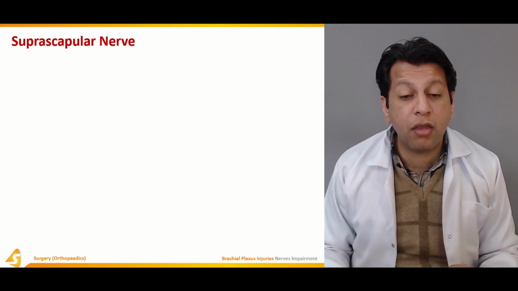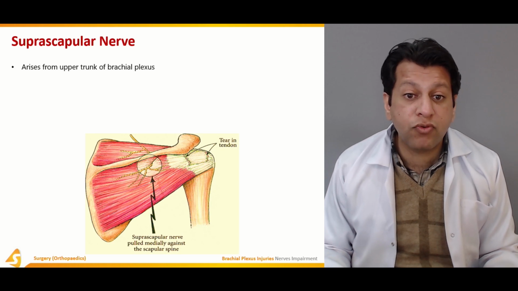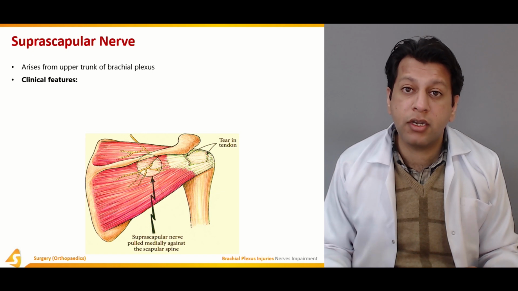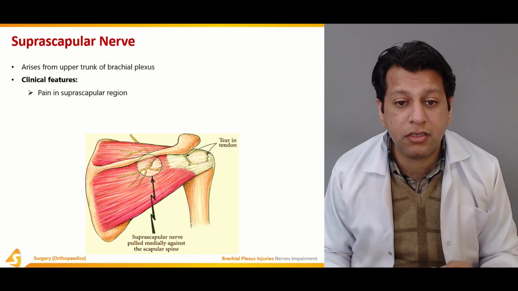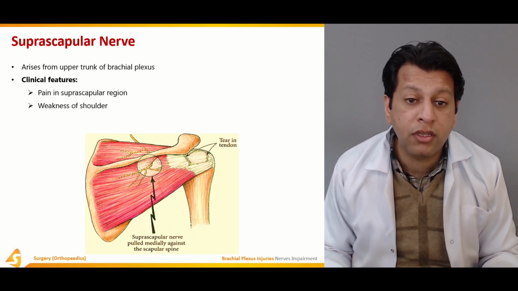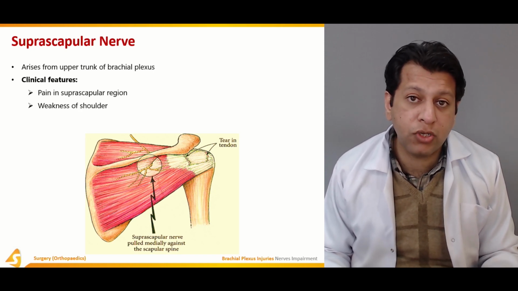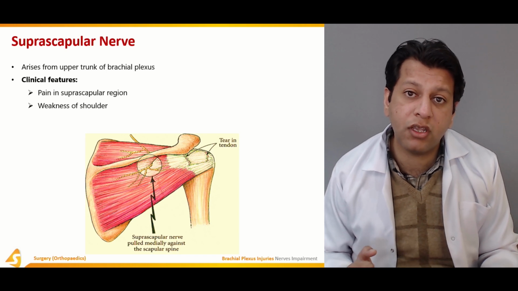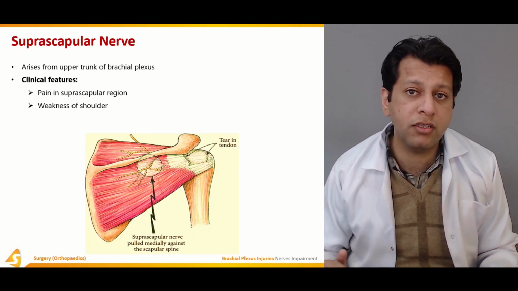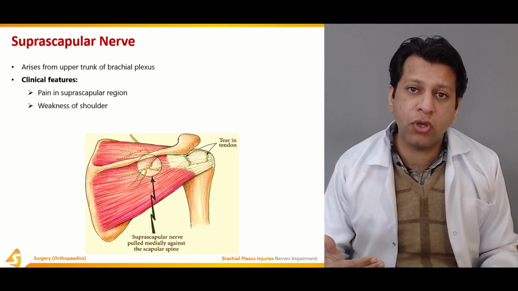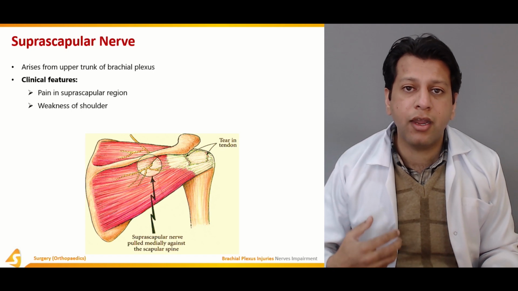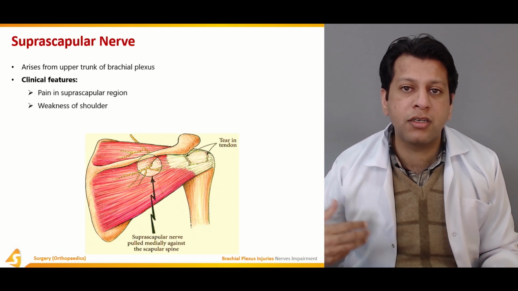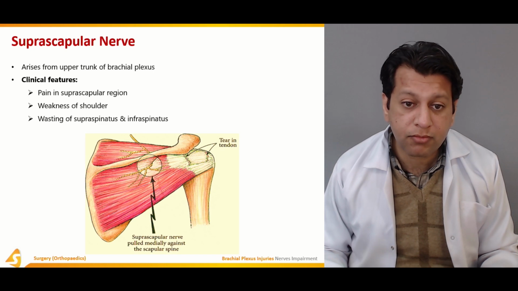And coming to the suprascapular nerve, it arises from the upper trunk of the brachial plexus. Usually, it supplies the supraspinatus and infraspinatus muscles. If it's damaged, this results in pain in the suprascapular region. There is a weakness of shoulder abduction because supraspinatus is involved in the initiation of abduction till 15 to 20 degrees. Beyond 20 degrees, the deltoid takes up the function of abduction, and it carries on till 120 degrees of abduction.